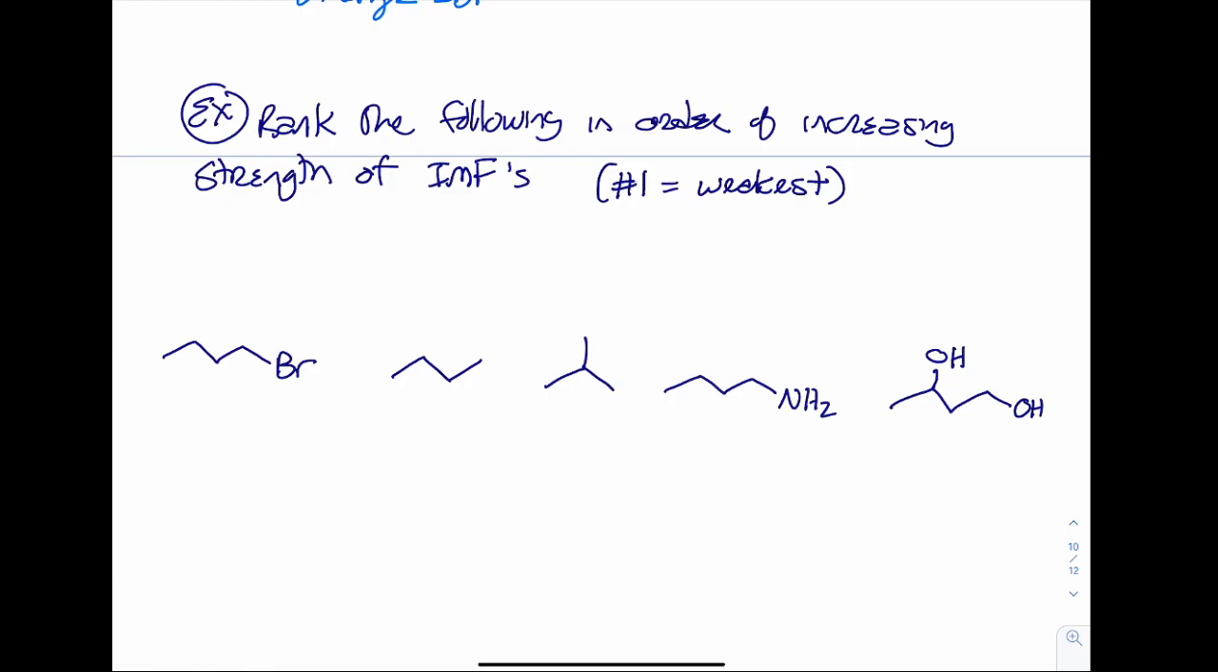So this first one, what's my functional group? You have a halogen bonded to a carbon, so that's an alkyl halide. The next two are just alkanes, right? Just carbon and hydrogen, and all of my carbons have single bonds. I have an amine, right? My nitrogen bonded to a carbon. And then this has two alcohol groups on it. Alcohol, remember, I have a hydroxyl group bonded to that carbon.